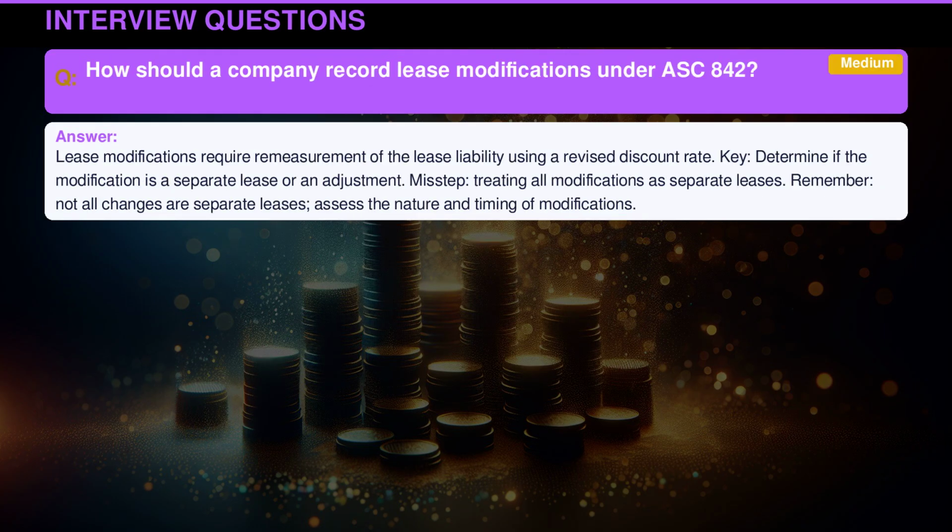Lease modifications require remeasurement of the lease liability using a revised discount rate. Key: determine if the modification is a separate lease or an adjustment. Misstep: treating all modifications as separate leases. Remember, not all changes are separate leases. Assess the nature and timing of modifications.